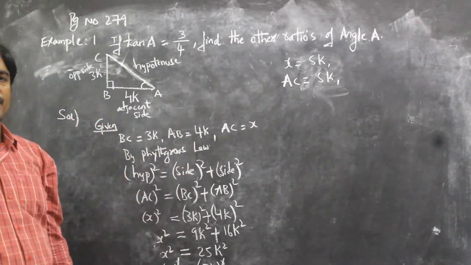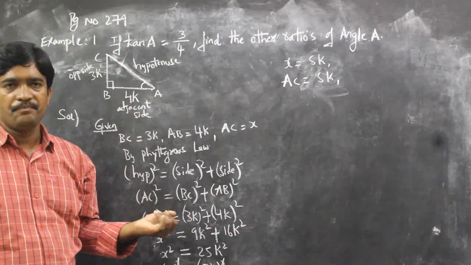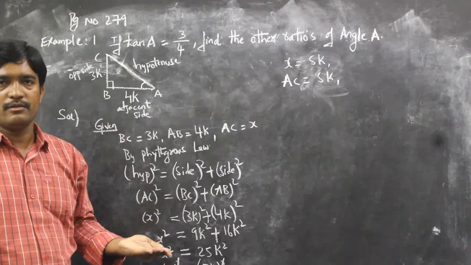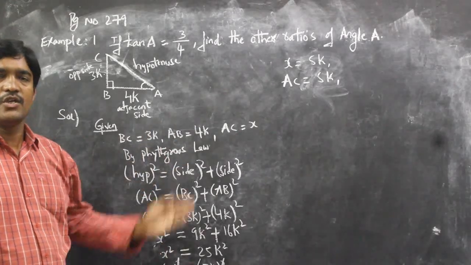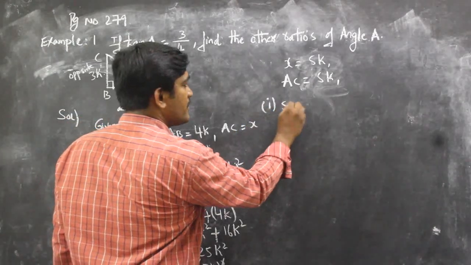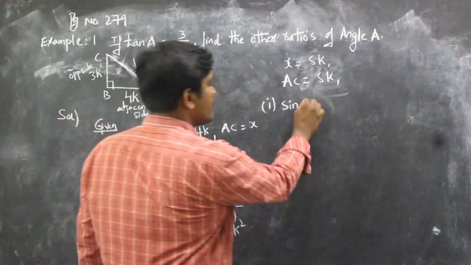So what are the other ratios we know? Here tan is given. So what are the remaining? Sine, cos, cosec, secant, cot. The remaining other 5 ratios. So we'll solve that one. Now the first one, sine. So he is asking at A. So I'll go for sine A.